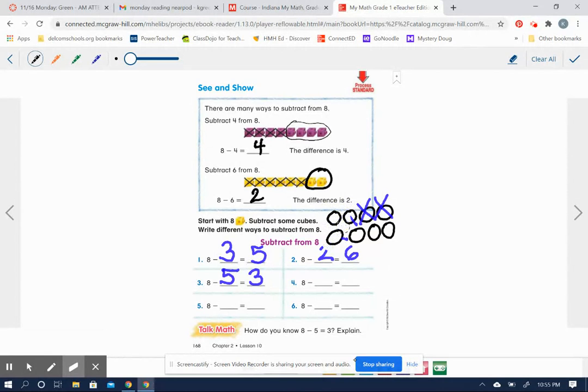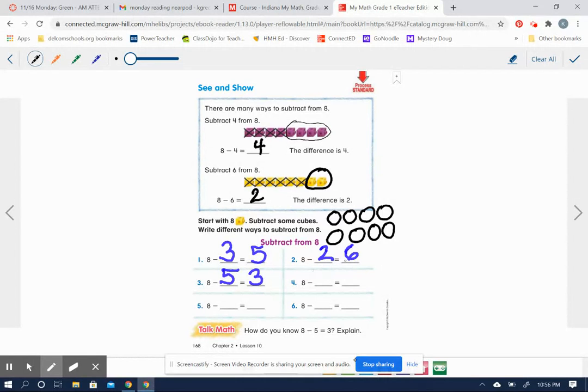Okay, erase. Oops, erase that. My 2. See if I can draw that back. Okay, so we've got 8 counters, and we need a different number. So far, we've subtracted 2, we've subtracted 3, we've subtracted 5.